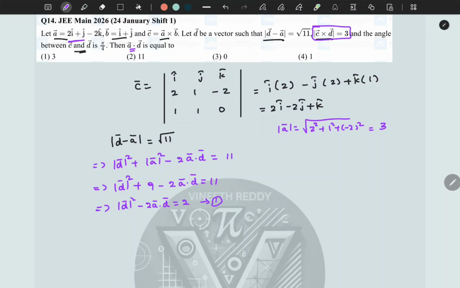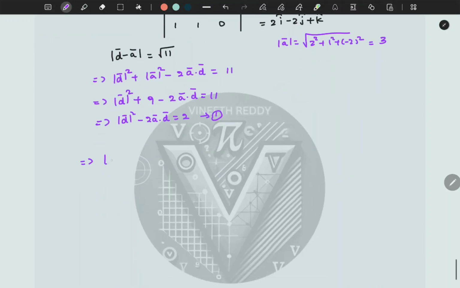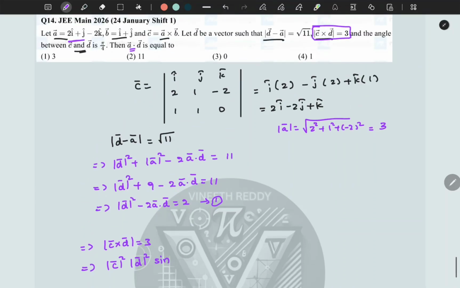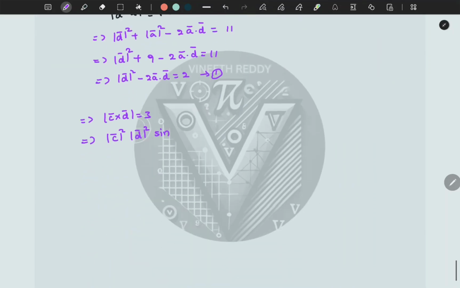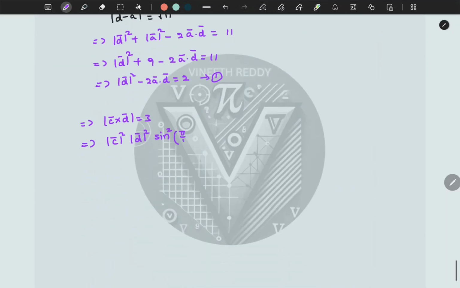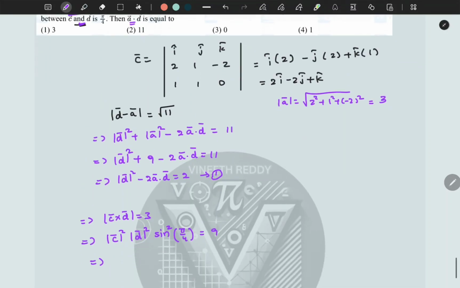Mod C cross D is 3. If I square on both sides, I get magnitude of C square, magnitude of D square into sine square theta. Theta is the angle between C and D, which is 45, right? Sine square 45. I'm squaring on both sides, dear students. So 3 square is 9, and the magnitude of C from here.